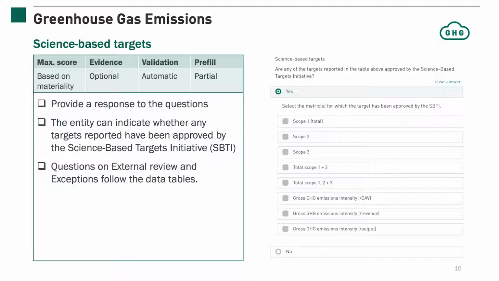The second question relates to science-based targets, which are targets set in line with the goals of the Paris Agreement and that have been approved by the Science Based Targets Initiative. Indicate for which metrics the science-based target was set, if any. Neither the question on Scope 2 methodology nor on science-based targets are scored.